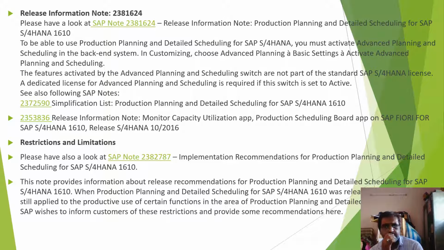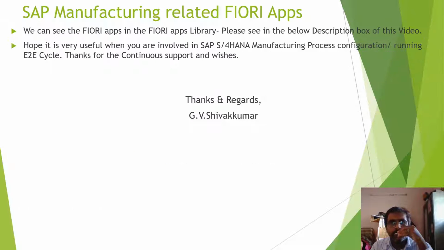This note provides information about the release recommendations for production planning and detailed scheduling for SAP S/4HANA 1610. When production planning and detailed scheduling for SAP S/4HANA 1610 was released, some restrictions still applied to the productive use of certain functions in the area of production planning and detailed scheduling. SAP wishes to inform customers of these restrictions and provide some recommendations, right? So SAP manufacturing Fiori apps. We can see the Fiori apps in the Fiori apps library.